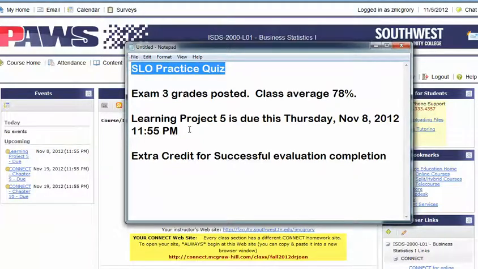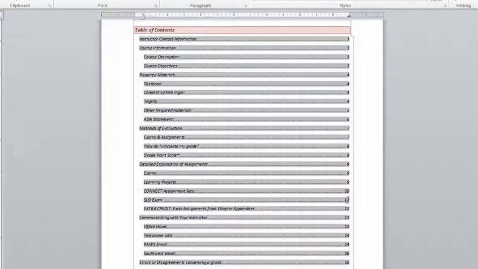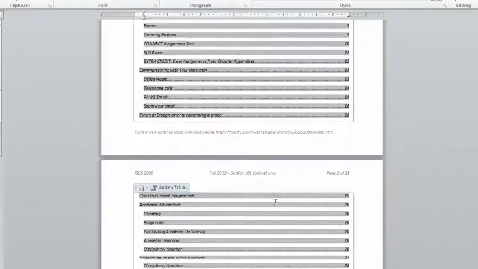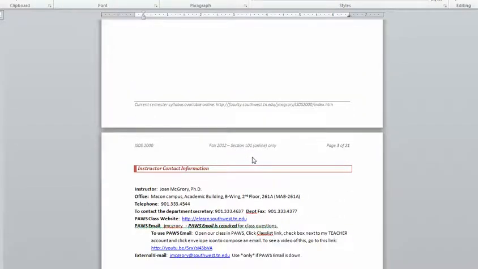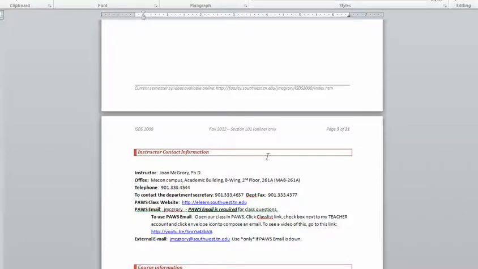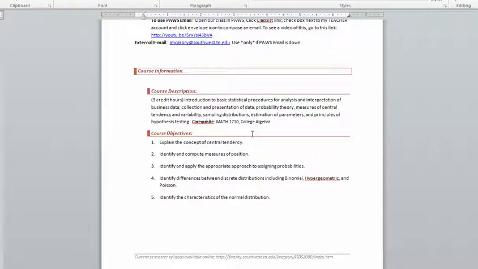First of all, let's talk about the SLO practice test and perhaps what an SLO exam is. If we go back to the syllabus in the table of contents, you'll find the SLO exam. Now the syllabus differs between the online section and the in-class section, so look at your particular syllabus. But first of all, what we're looking at is really this first part.